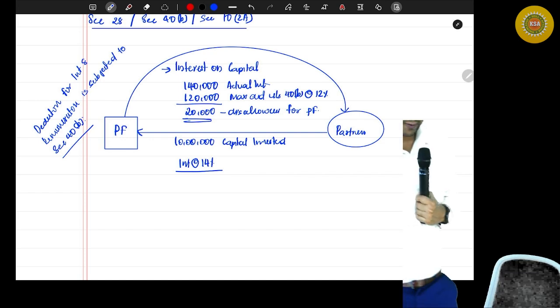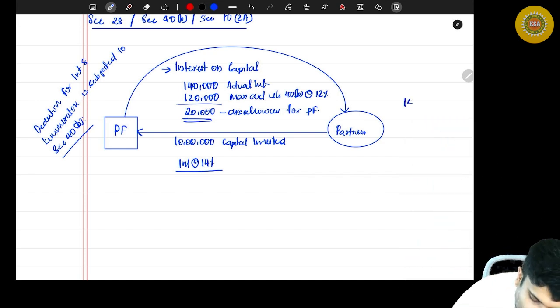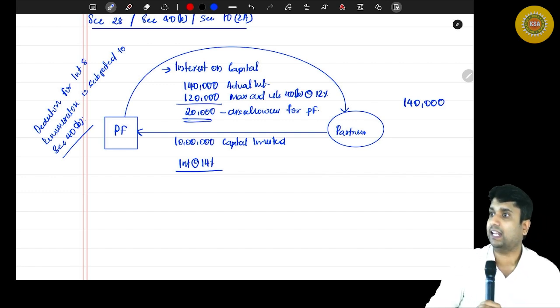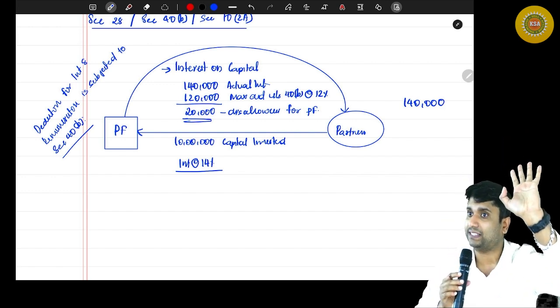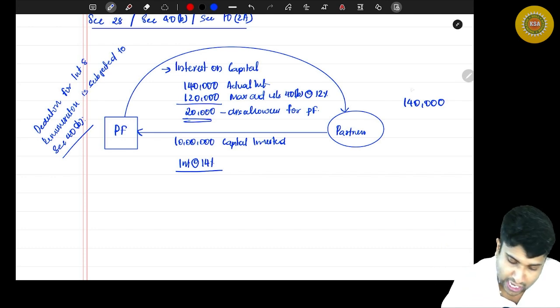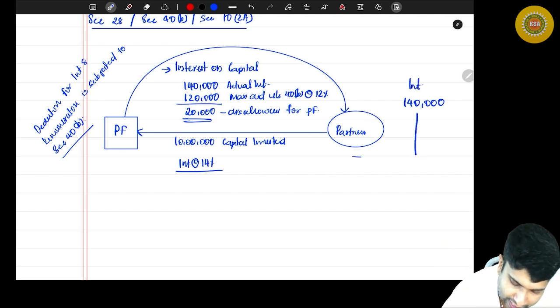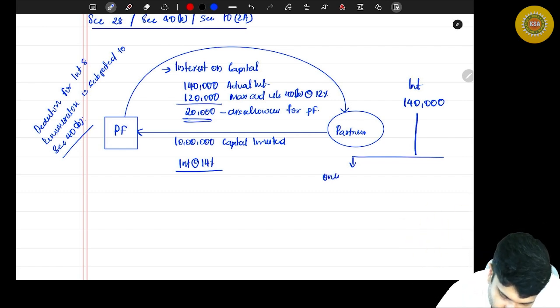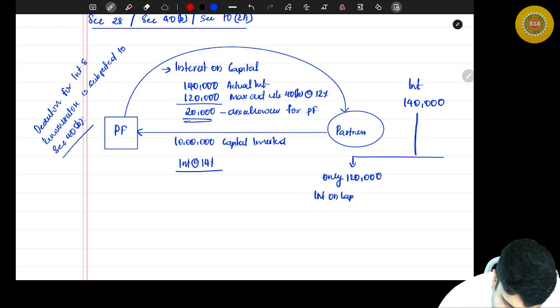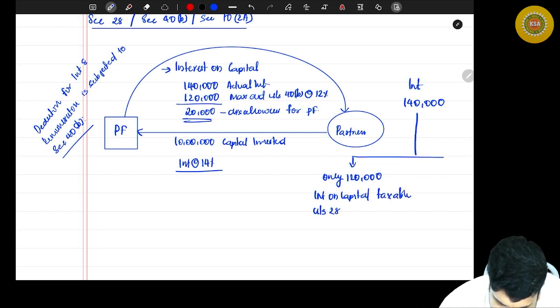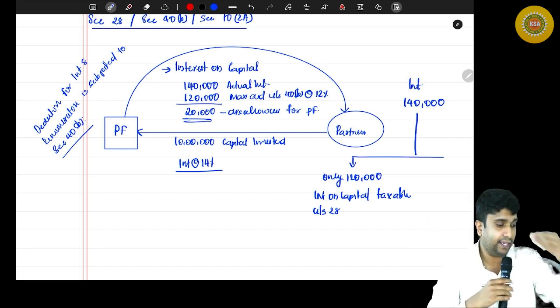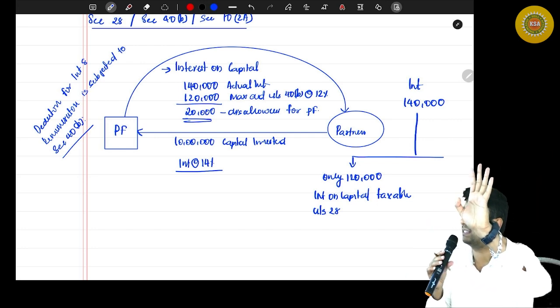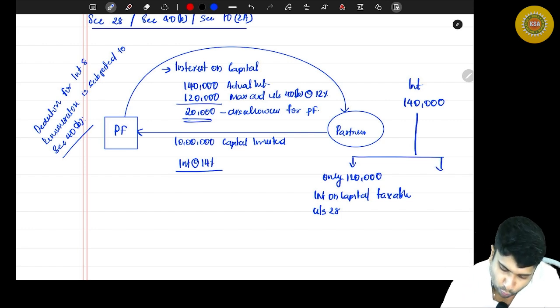Now you need to understand one thing. The partner has received how much? 1,40,000 as interest in total. Are you all with me? Out of this 1,40,000, only 1,20,000 has to be treated as interest on capital and taxable under Section 28. Only 1,20,000 shall be interest on capital, and only that 1,20,000 will be taxable under Section 28. So my question is, what will happen to the 20,000?